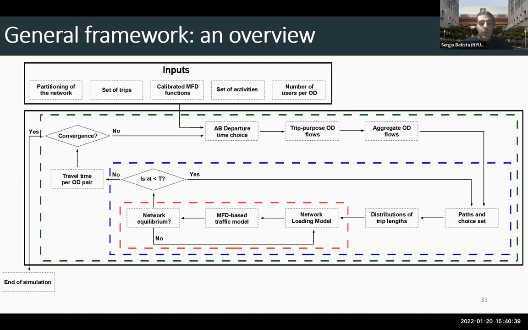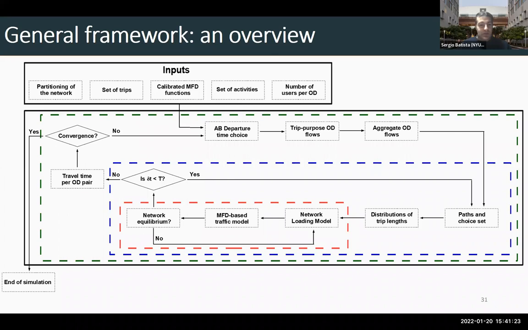This blue box that represents the user equilibrium conditions in terms of path choices will give us the travel time per OD pair that we will utilize to update the travel times in the activity-based departure time choice. And then once we have converged in terms of departure time, we finish our simulation. So this is just a brief overview of how everything is interconnected together. Do you want to add something here, Guido, about your departure time model? No, I think the overview shows everything.